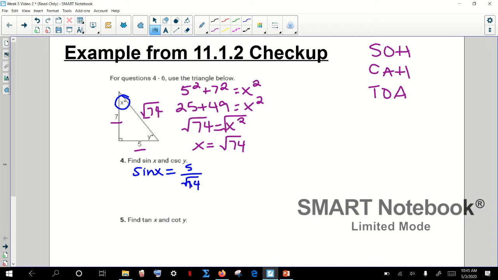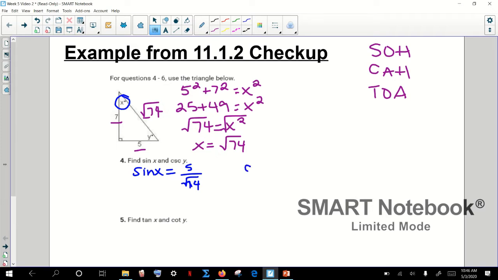Typically, we do not leave our answers like this, but I believe in your quiz they do. So I'm not going to get too in-depth with that. That's fine for now. I think in pre-calc next year you will learn what's called rationalizing those fractions. You're not typically supposed to leave a square root in the denominator. We'll leave it like that for now.